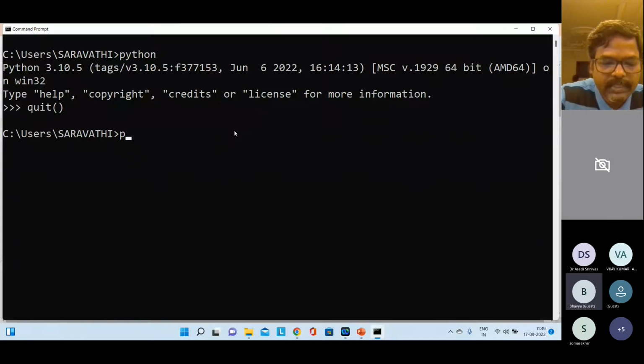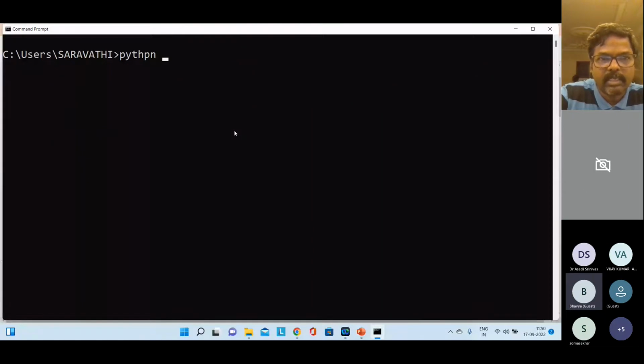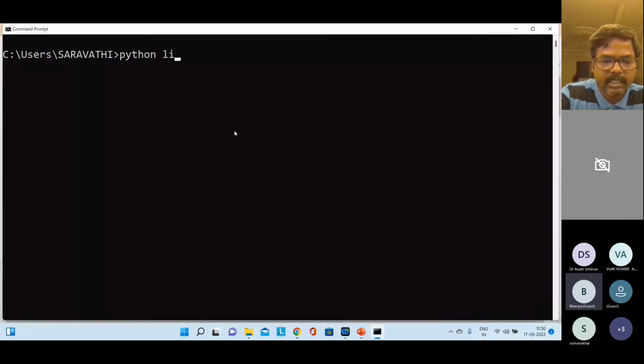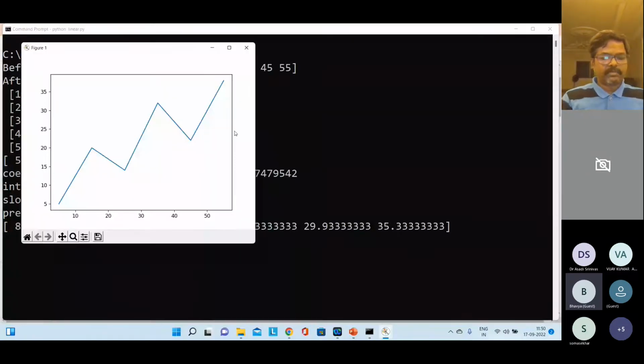Then I'm going to demonstrate various applications. Python linear.py. You can check the spelling: python space linear.py. Now I am executing a linear regression. See here, I got the results.